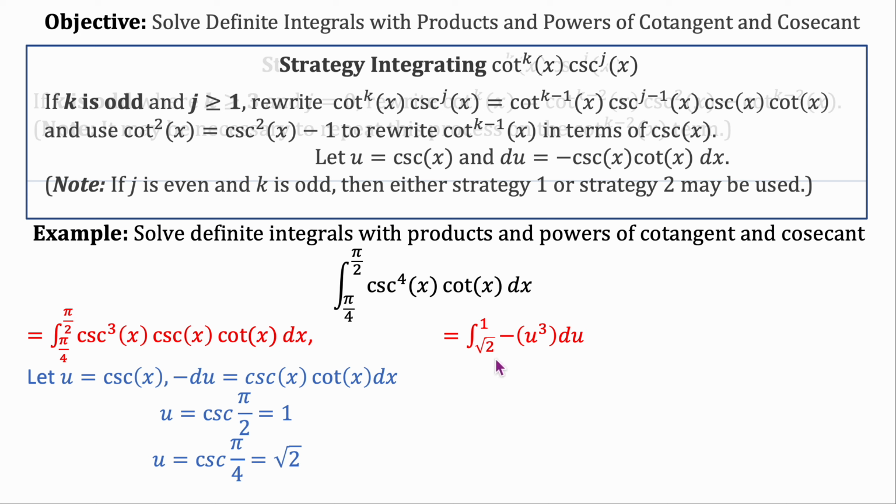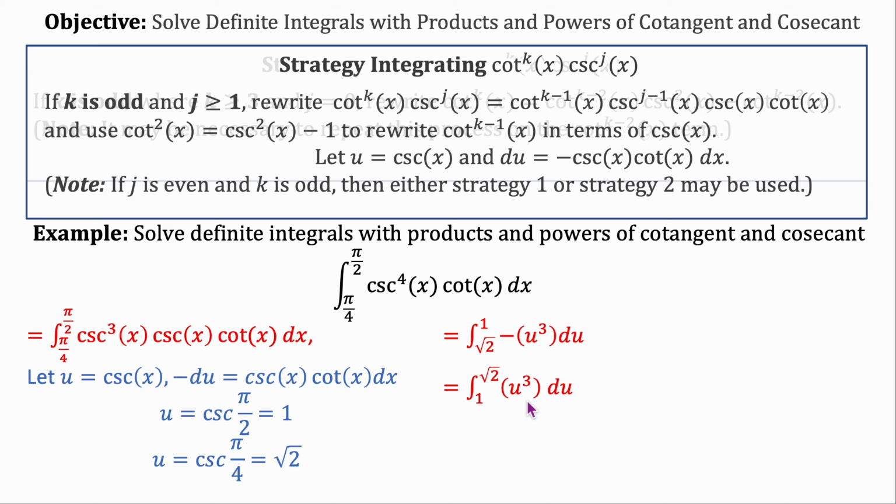Now, again, just like before, our boundaries here need to be switched. That negative will allow us to do that very quickly. Otherwise, you end up with lots of negatives in the problem, and it makes it a little more difficult and easier to make a mistake. So let's switch those upper and lower bounds.